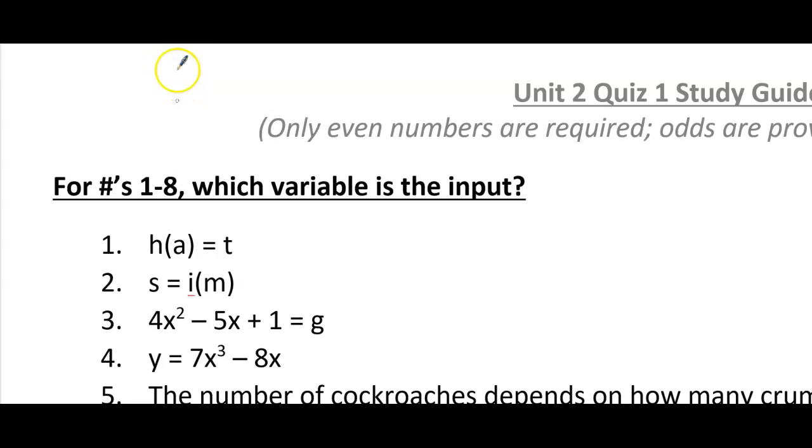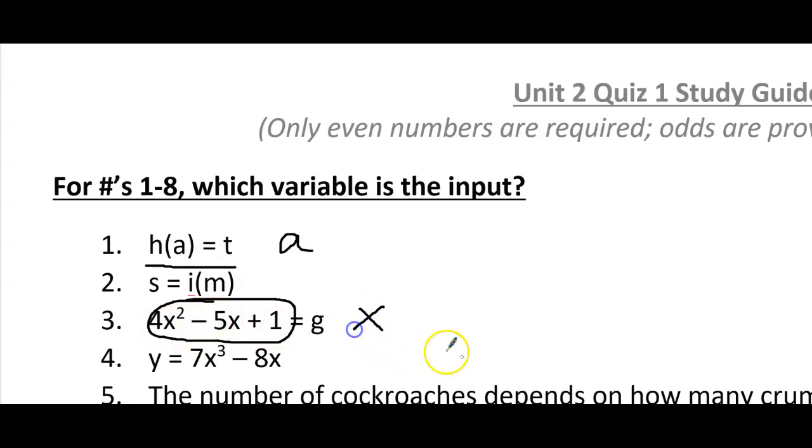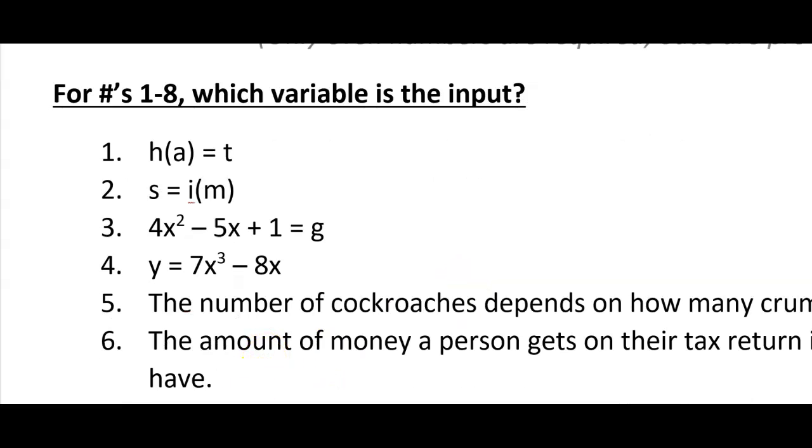For numbers 1 through 8, our job is to find out which variable is the input. All right, so when we have this expression, the input is the one in parentheses, and so the answer is A for number 1. For number 3, the input is the variable that has all the numbers with it. So on this side, the variable that has all the numbers with it is the x variable. Now we're not going to say x squared because that's a number that's with the variable. We just want just the variable itself.